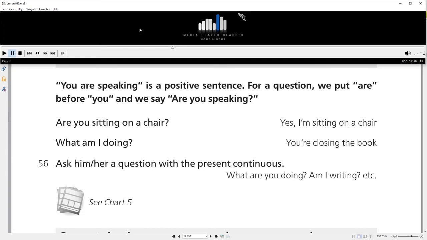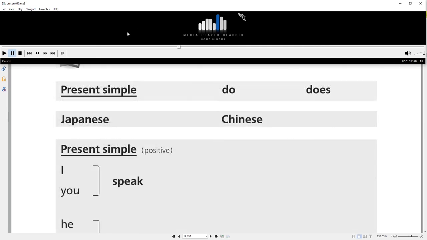What am I doing? You're closing the book. Present simple. Do. Does. Japanese. Chinese.